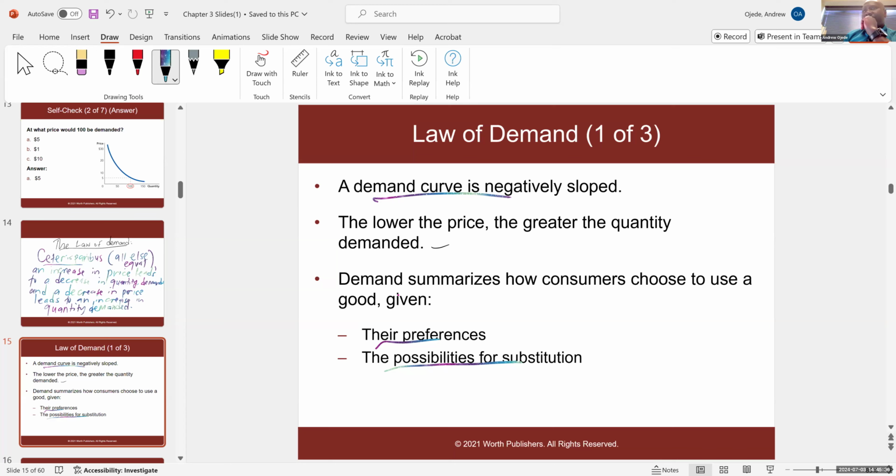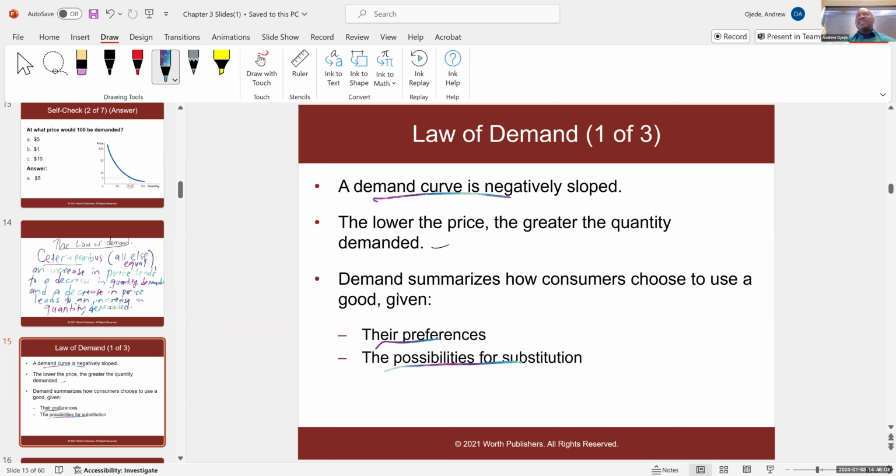So if there's an increase in the price of insulin and somebody needs it, they don't have a choice. They're probably going to buy almost the same quantity, or if they cut back, they're going to cut back just a little bit. But take some other good which has a very close substitute, like tea and coffee. We believe tea and coffee could be substitutes.